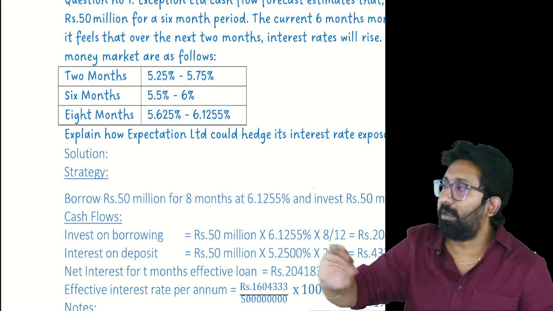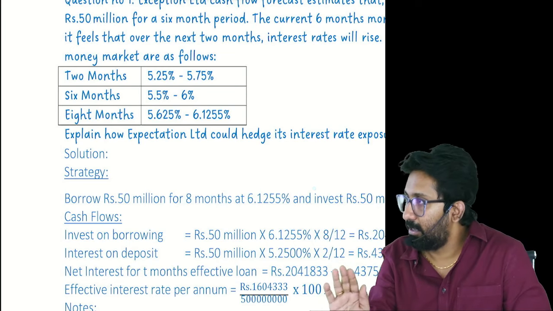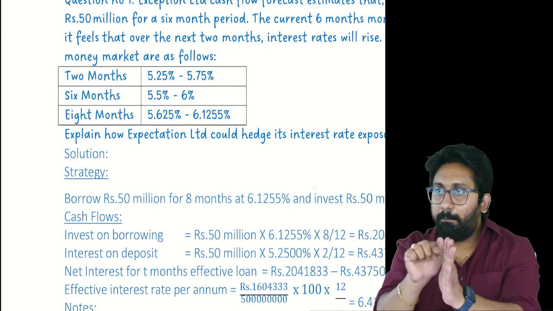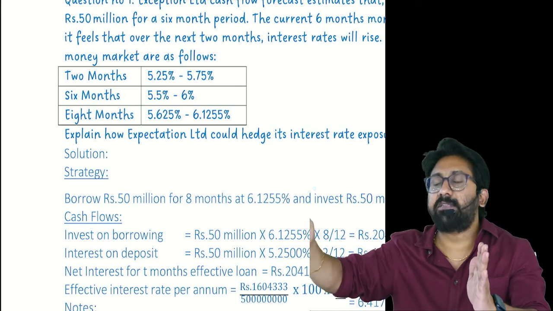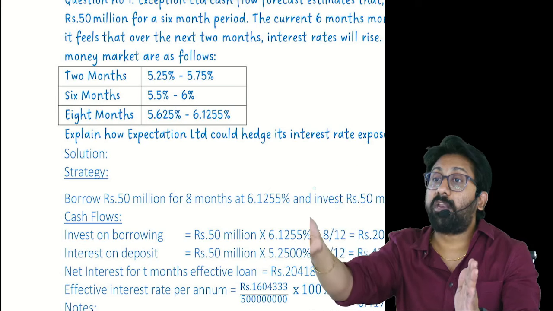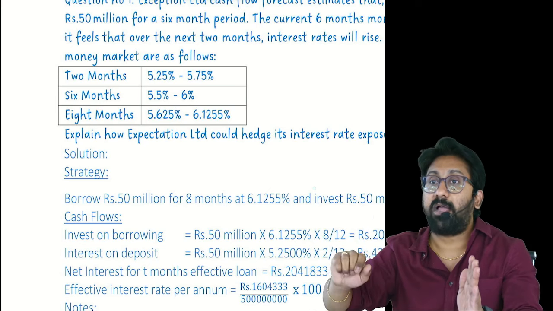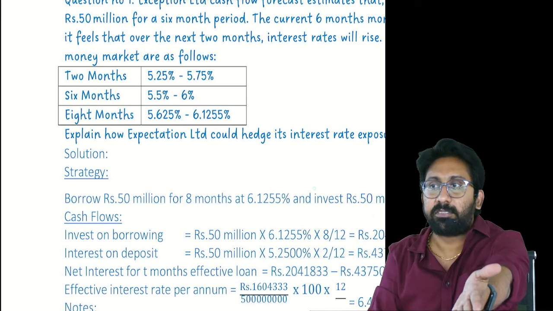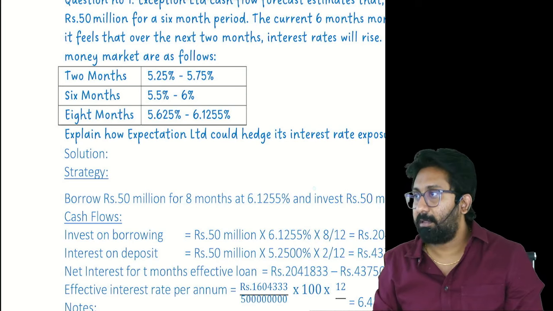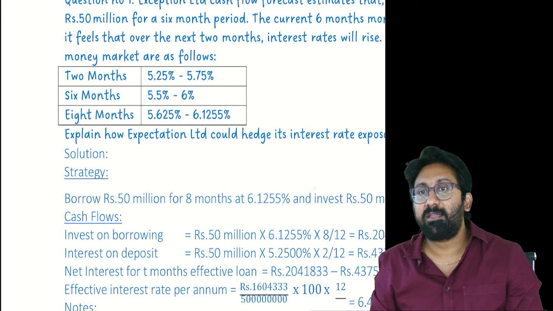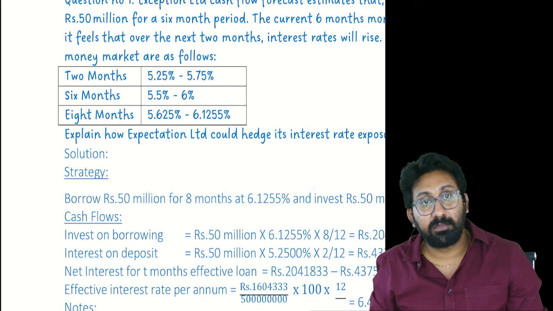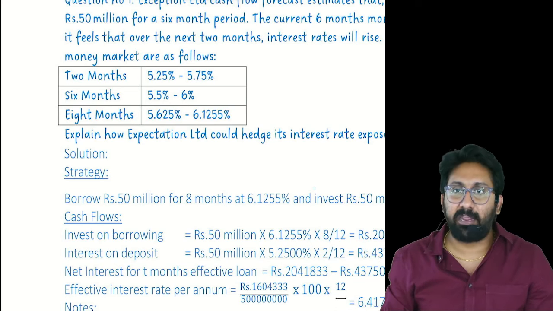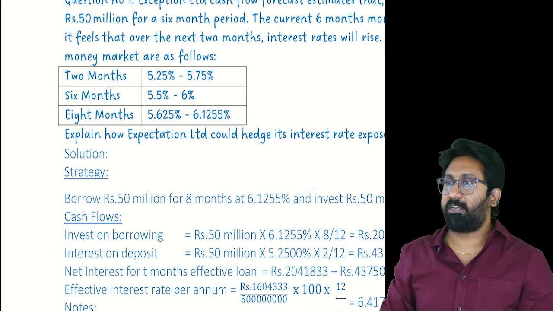I said, I don't want the money today, I want it after 2 months. They said, don't get excited, you do what I said. Borrow for? Answer. You want real money after 2 months. So deposit for 2 months. Tell me, borrow for? Deposit for? After that you use the money for the next 6 months and pay me the interest.